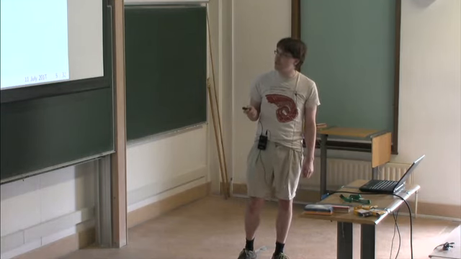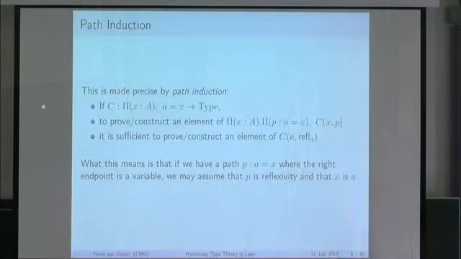So intuitively this means that if I have a path P from A to X anywhere in my proof, and as long as its right-hand side X is a variable, then I may assume that P is just reflexivity and that this variable X is just A. So path induction is very useful in proving many things.